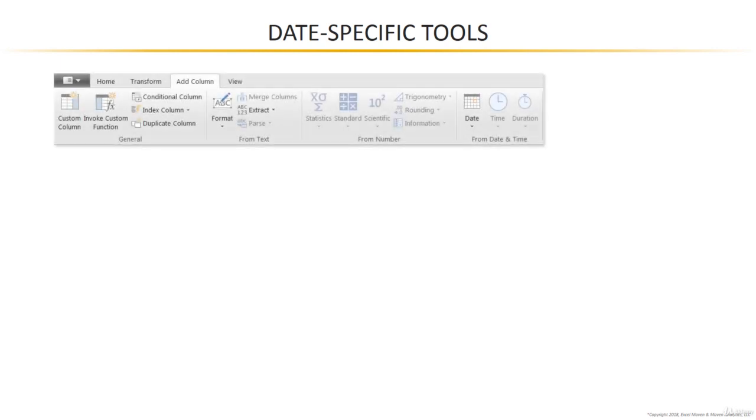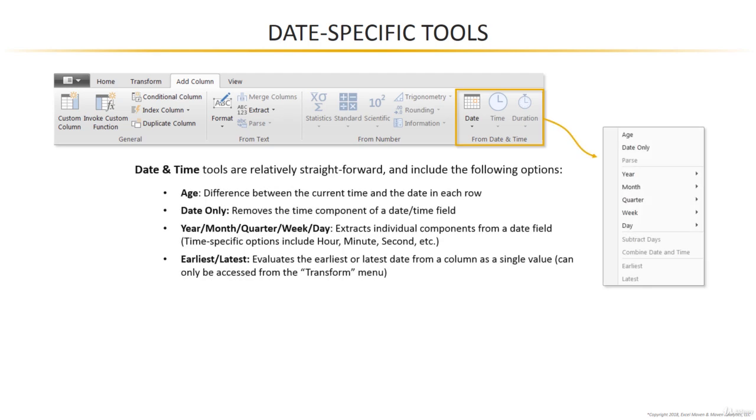All right, let's move on to date-specific tools. Looking at the Add Column menu in our query editor, you'll see those date and time tools grouped here on the right. And these are actually pretty straightforward. We've got a few options here. One of the more interesting ones right at the top of the list is the age option. And that actually automatically calculates the difference between the current time based on the today or now function and the actual date in each row.